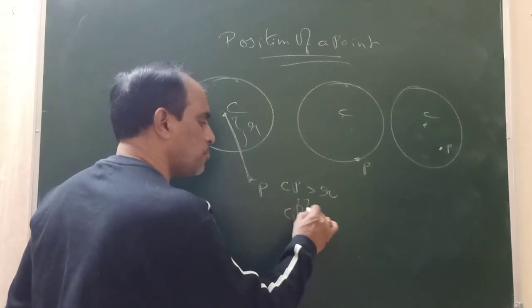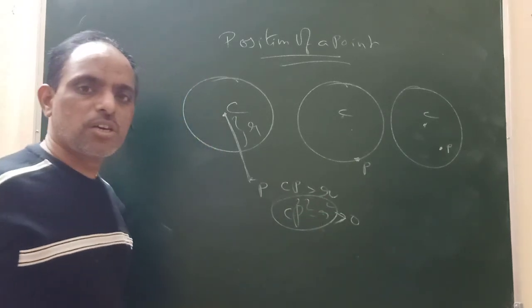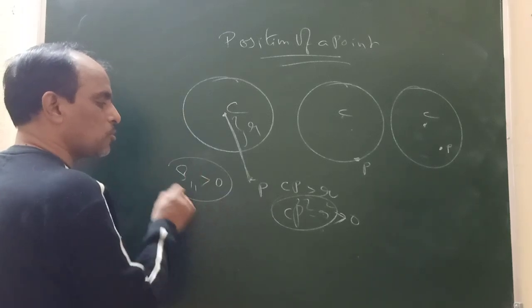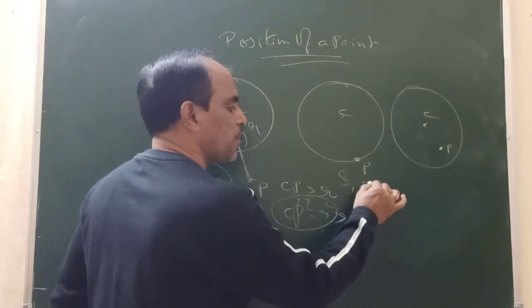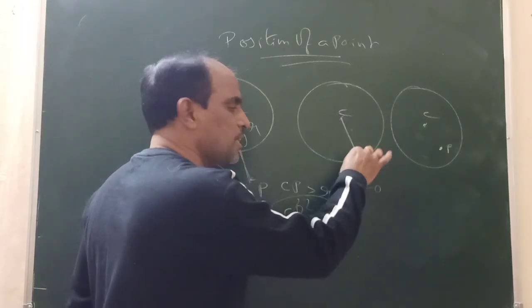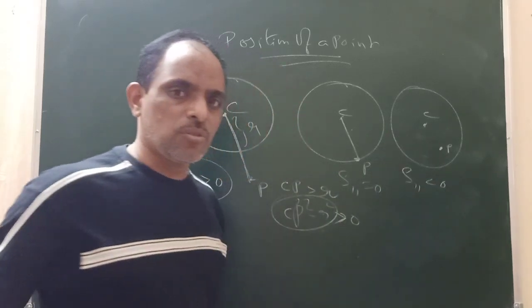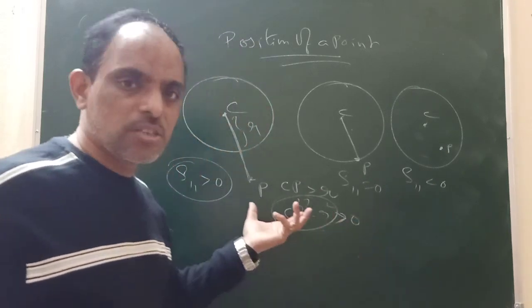From this we can say CP square minus R square should be greater than 0. What is meant by CP square minus R square? That is nothing but S11. So if S11 is greater than 0, then the point lies outside of the circle. In the same way, if S11 is equal to 0, the point is on the circumference of the circle. If S11 is less than 0, then the point lies inside the circle. So this is called position of the point.